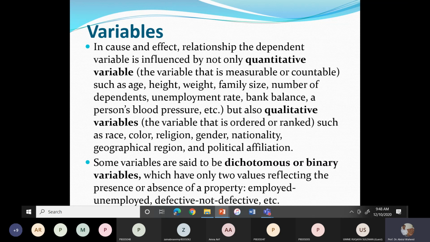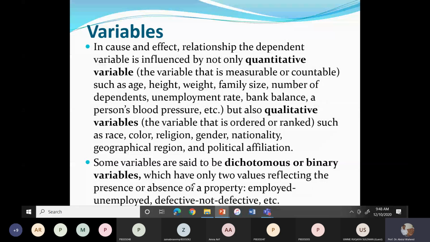Okay, qualitative variable. So in some models, some independent variables could be quantitative variables and some independent variables could be qualitative variables. And there are some models where the dependent variable is quantitative variable or it could also be qualitative variable. Okay.